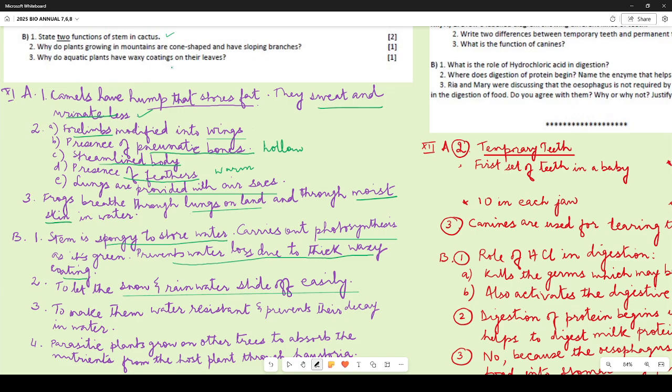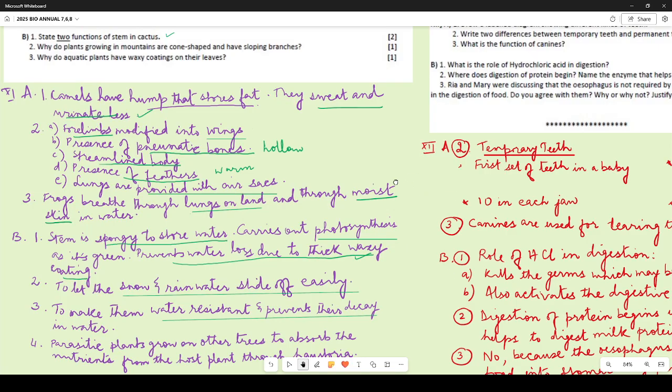Why do aquatic plants have waxy coatings on their leaves? Aquatic plants also have a waxy coating. Here we saw that the stem has a waxy coating. Why is it there in aquatic plants? To make them water resistant. They live in water all the time, so because of the wax the water does not rot them. It prevents their decay. Right?